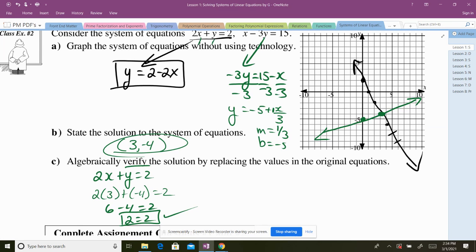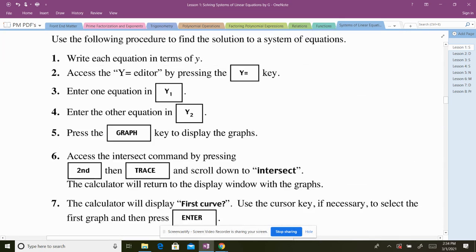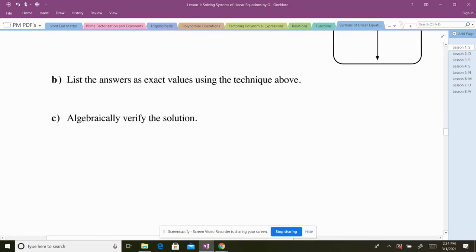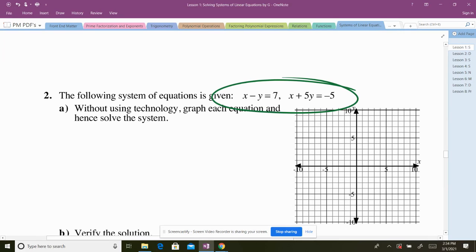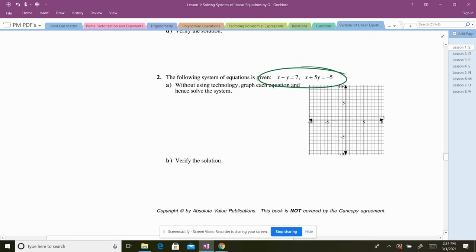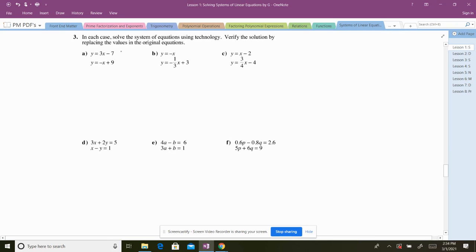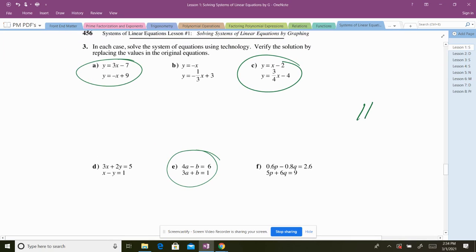That's it. Here's what I'd like you to do. We're not doing 1. Question number 2. Just graph it and give me the answer. And then for number 3, I want you to do A, C, and E. And I'm going to give you graph paper for number 3. Okay. Oh, that's perfect. You want to use your own. So number 2 and 3, A, C, and E.